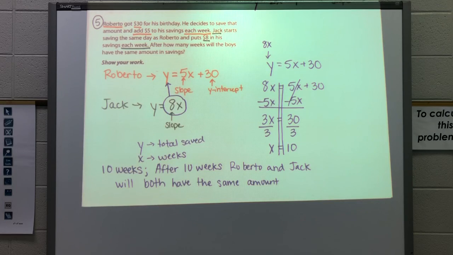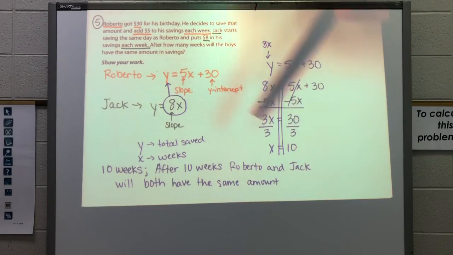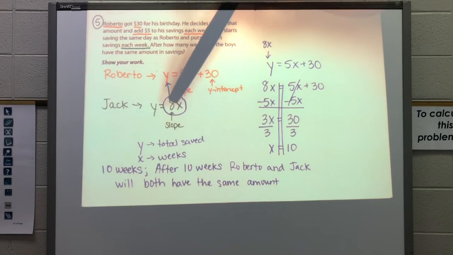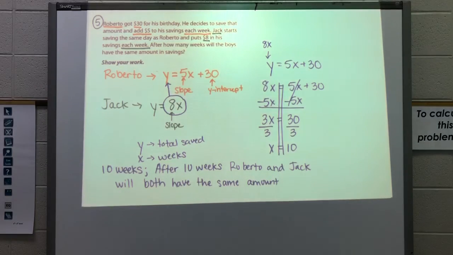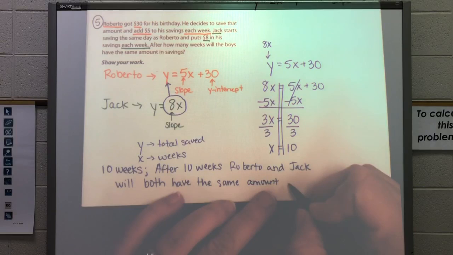Let's think about it. If it's 10 weeks, well, plug that in. Just in your head, you can plug it in. What is 10 plugged in right there? Well, what is 8 times 10? 80, right? And then right here, if we plug in 10, we think, okay, what is 5 times 10? Well, 5 times 10 is 50, and 50 plus 30 gives me $80 again. So that's kind of our check. Roberto and Jack will both have the same amount, $80.